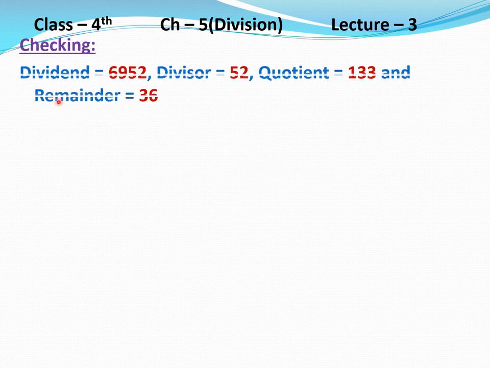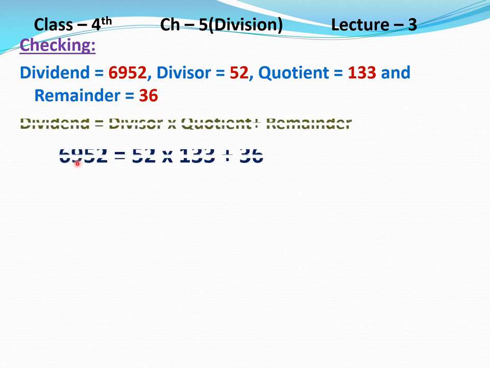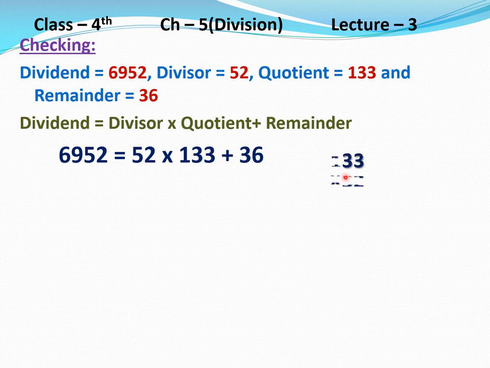Now dividend equal to 6952, divisor equal to 52, quotient equal to 133 and remainder equal to 36. Write down dividend equal to divisor multiply quotient plus remainder. 6952 equal to 52 multiply 133 plus 36. Multiply 133 by 52. See, 2 3s are 6, write 6 here. 2 3s are 6, write 6 here. 2 1s are 2, write 2 here.